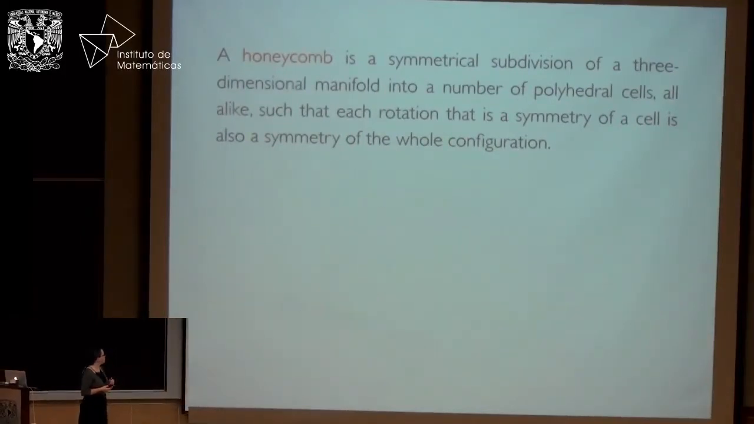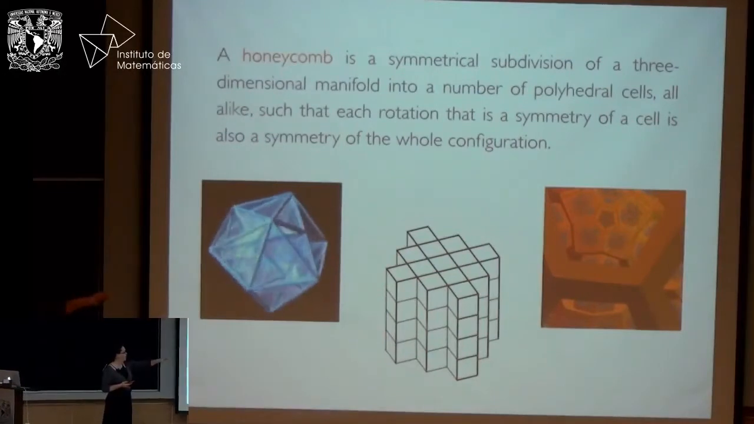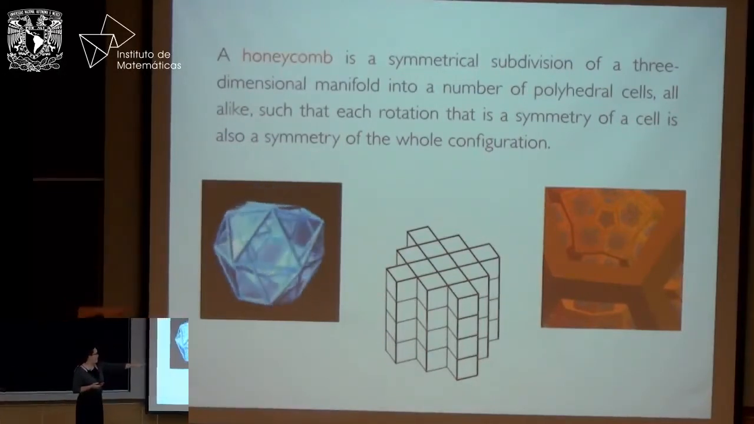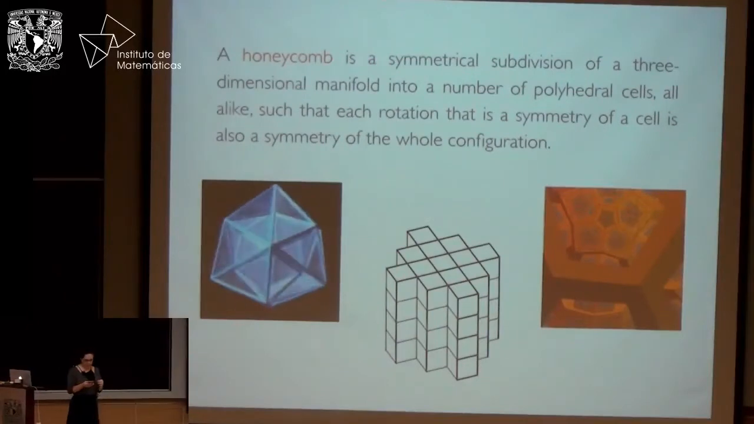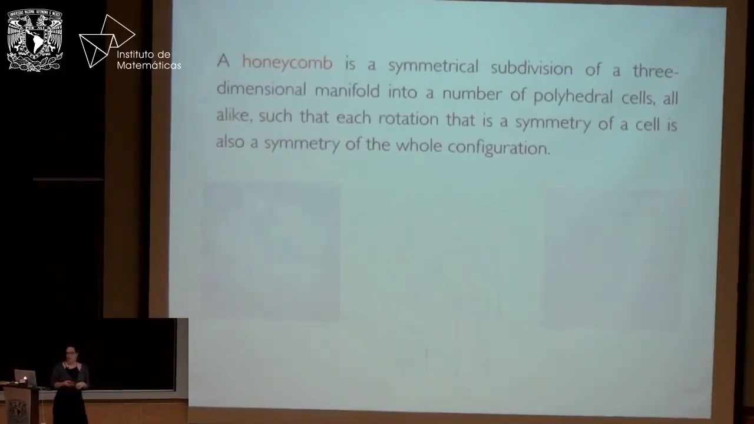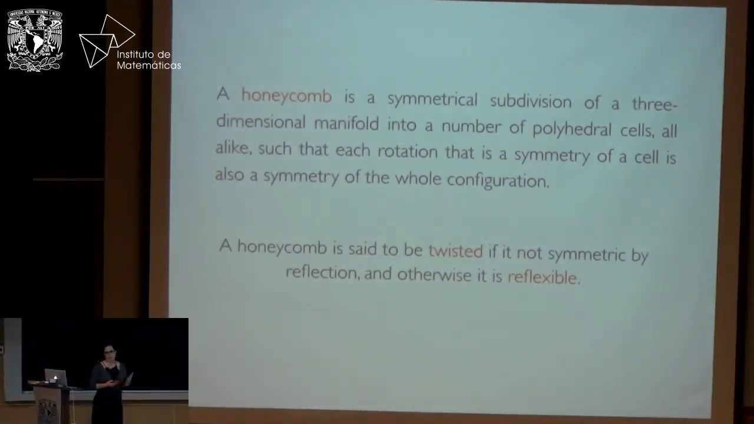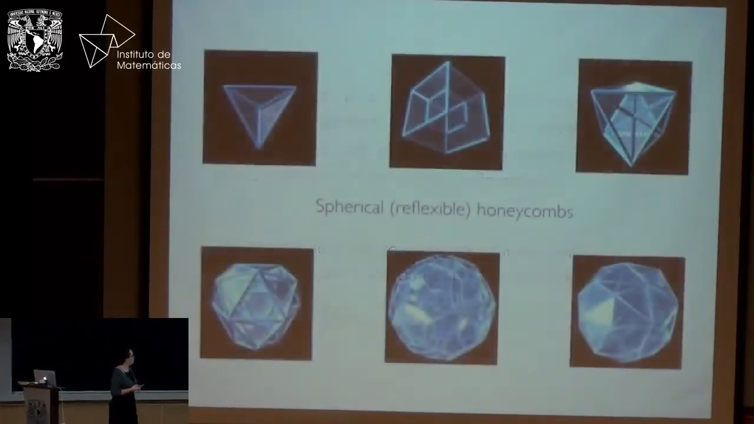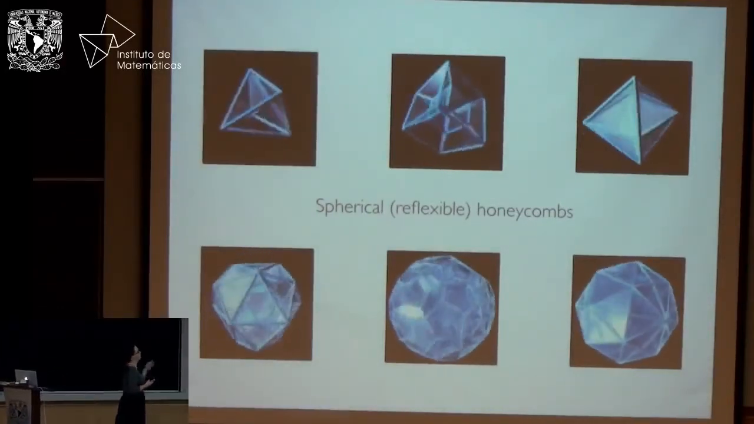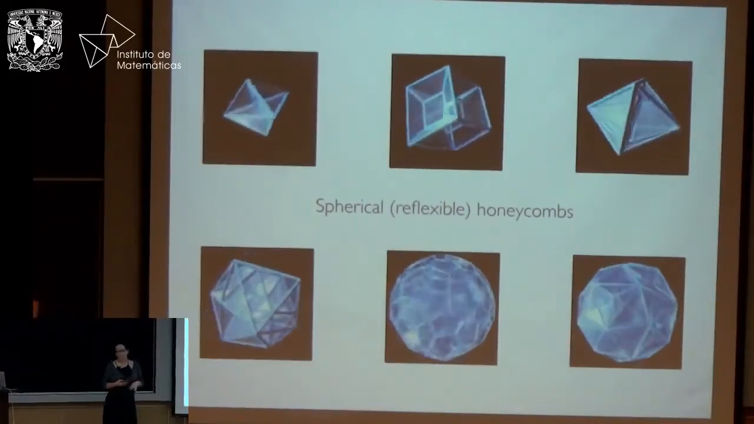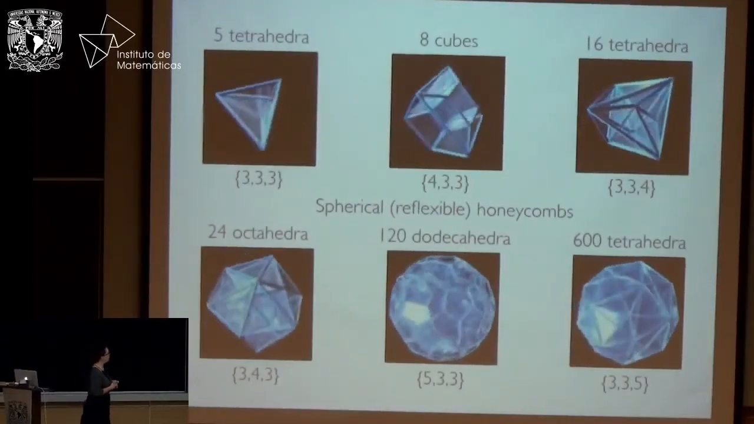Now, here are some examples. So I can think of a tessellation of a hyperbolic space, a tessellation by cubes of the space, or one of the convex solids in four-dimensional space. All those are honeycombs. And I'm going to say that a honeycomb is twisted if it's not symmetric by reflection, and it's going to be reflexible if it is, right? So here I have the convex solids in four-dimensional space. They are all honeycombs. I'm going to think of them as spherical honeycombs, and the six of them are reflexible. You probably know all of them, so I'm not going to say much about them right now.